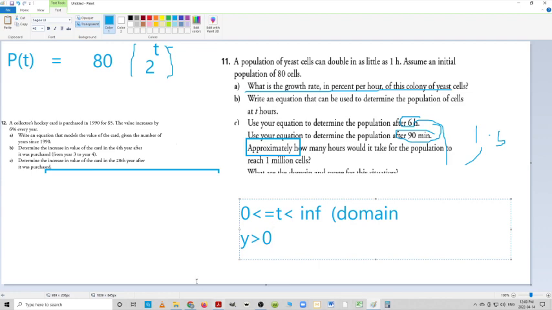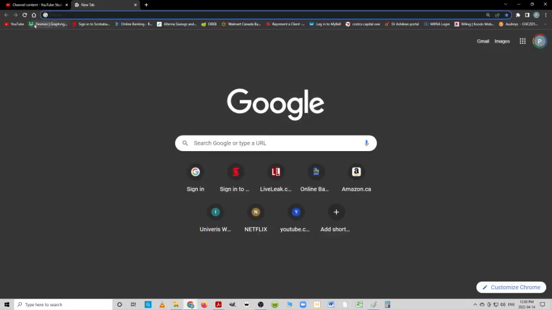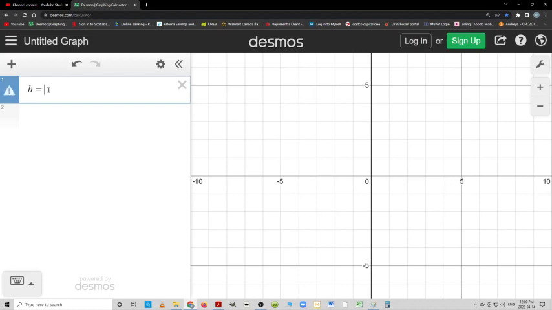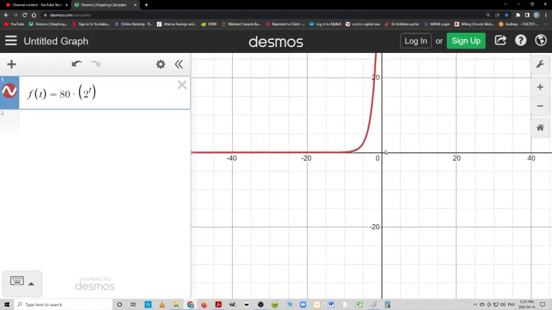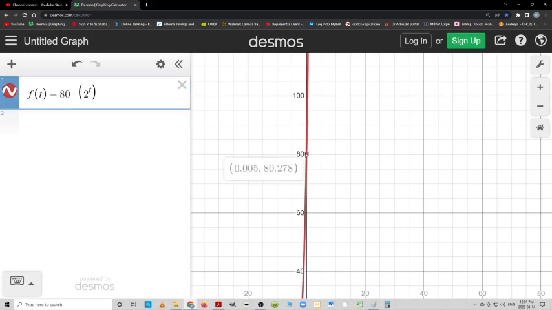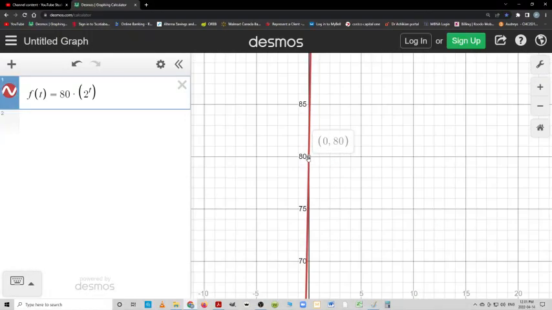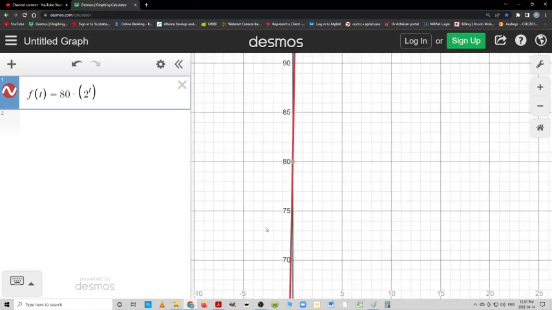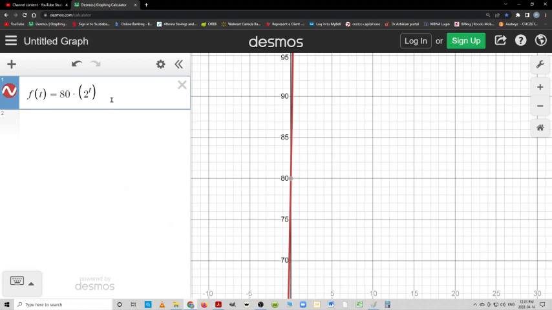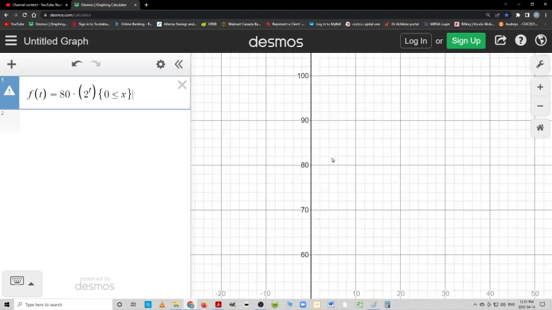If you want to get a good idea of what this looks like on a graph, always go to your Desmos. Now, I've got to put a t in here. There we go. And you'll discover at time 0, you're going to have 80 population. So clearly you'd never go back in time because we started with this. So that means we're only dealing with 0 is smaller or equal to x is smaller than, well, you just write it like that. You don't need the infinity.